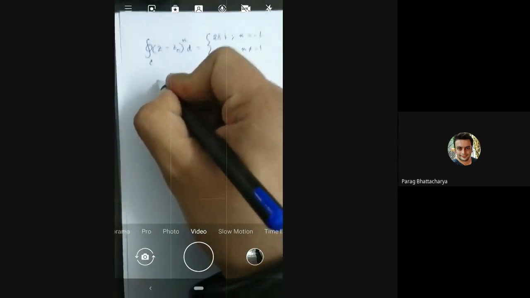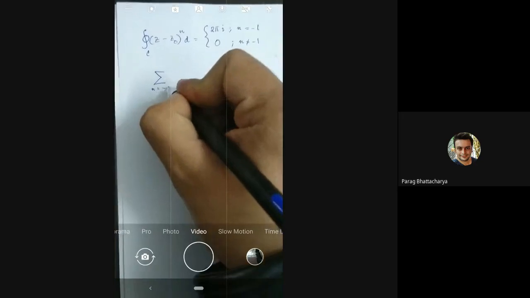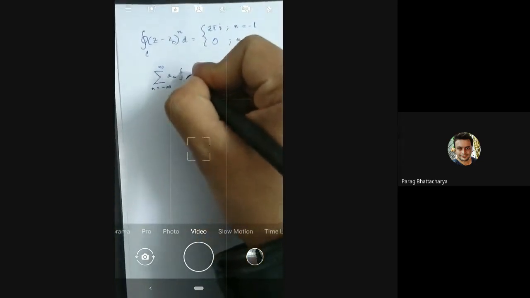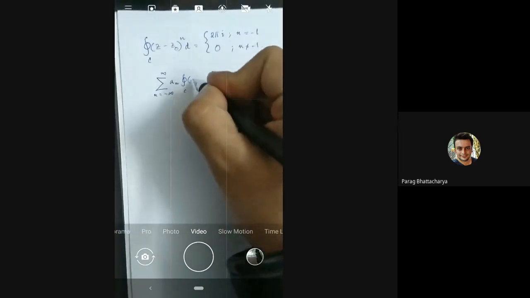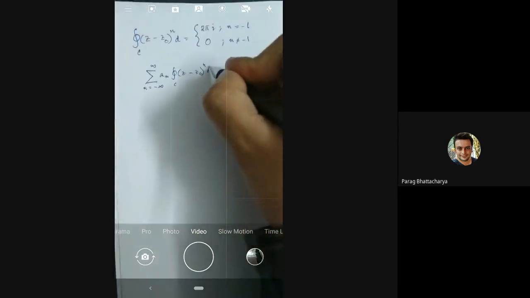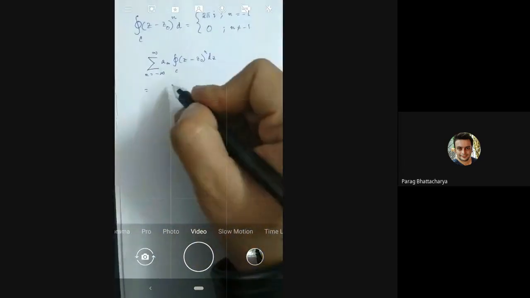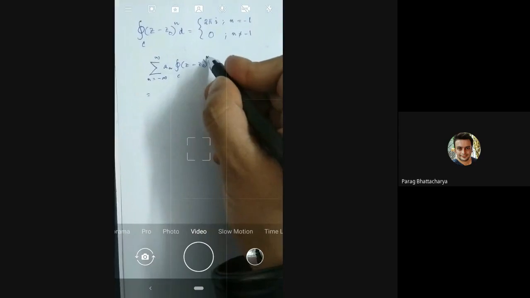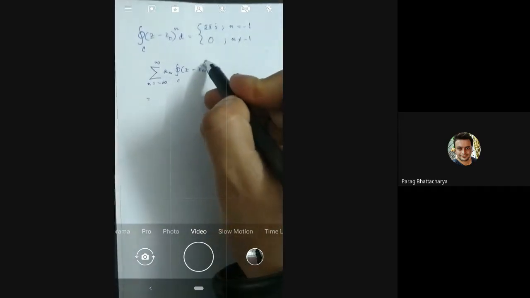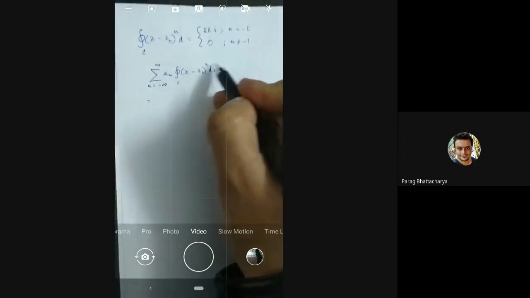We had something like this: the summation from n equals minus infinity to plus infinity of the integral over C of (z minus z naught) to the power n dz. This is what we had. So then you could just expand this summation. What will happen is, only for n equals minus 1 will this be non-zero. For all other values, this will become 0.